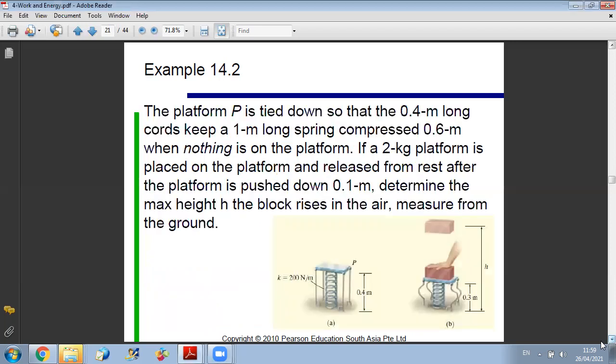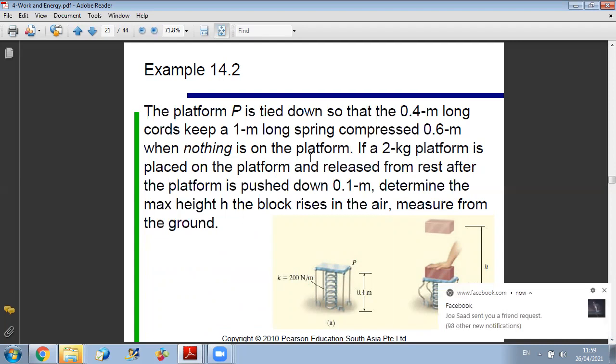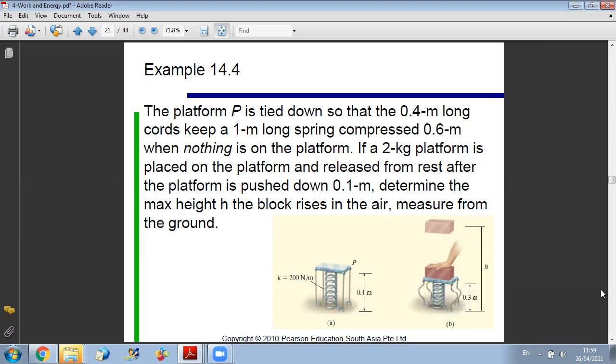Another problem. The plate P is tied down so that the 0.4 meters long cords keep a 1 meter long spring compressed 0.6 meters when nothing is on the plate. If the 2 kilogram box is placed on the plate and released from rest after the plate is pushed down 0.1 meter, determine the maximum height the block will rise in the air as measured from the ground.